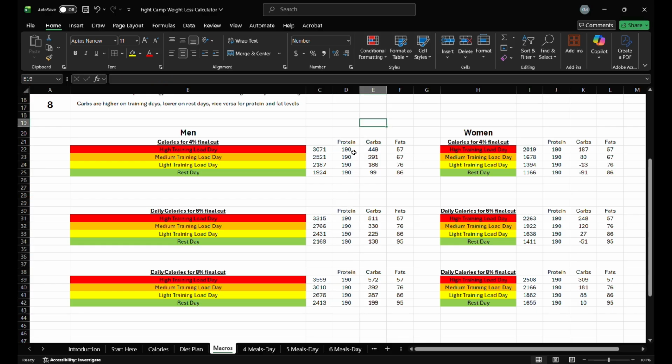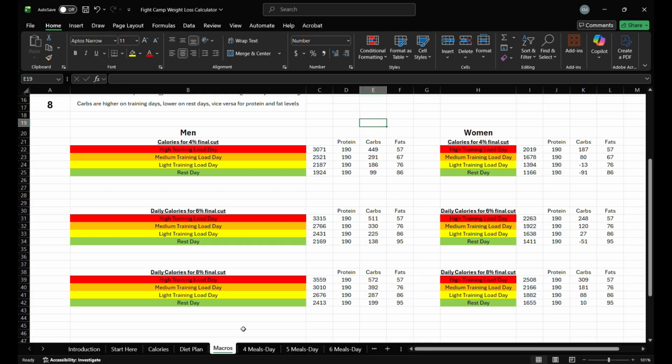And then fats, as you can see, on training days, so this high training day, fats are going to be lower. On rest days, fats are going to be higher. Same thing, high training days, carbs are going to be higher. Low training days, carbs are going to be lower because we don't need as much energy coming in to fuel those training sessions.